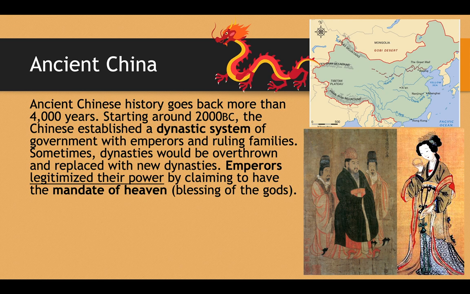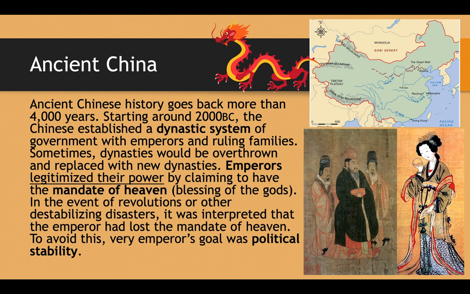And that's what the Chinese emperors did. They legitimized their power by claiming to have the mandate of heaven. The mandate of heaven is basically the blessing of the gods. They believed that it was the will of the gods and the royal ancestors that they be the emperor. And as evidence for that, they were born into the ruling family. Now, in the event of revolutions or other destabilizing disasters, it was interpreted that the emperor had lost the mandate of heaven, and therefore the people had a right to overthrow them.